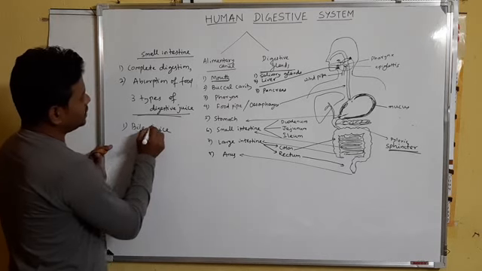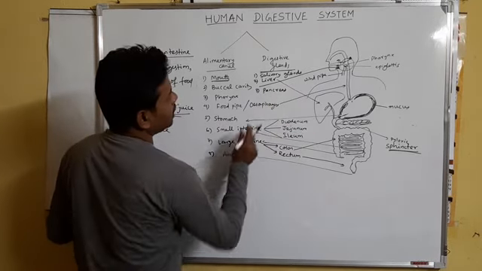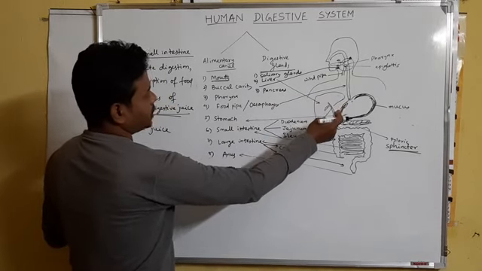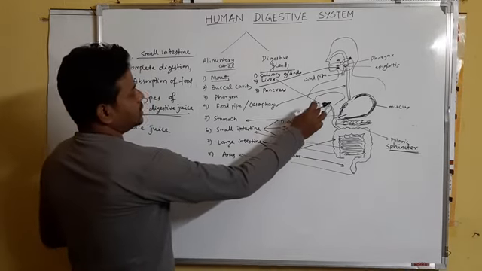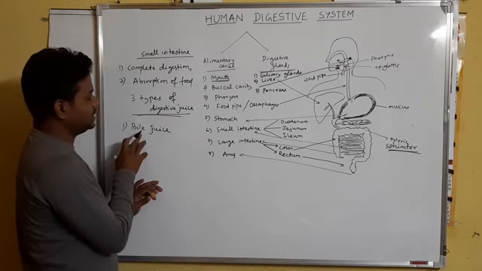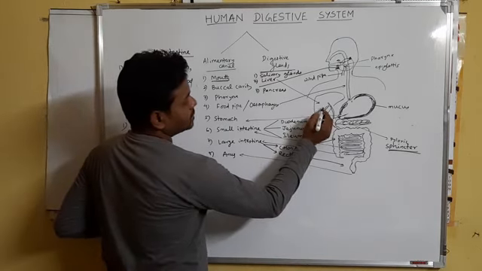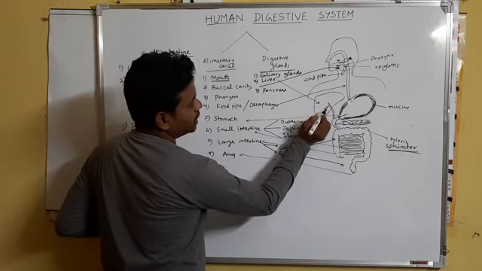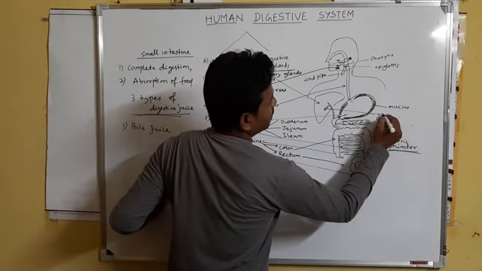The bile juice is actually, this is the liver. It is present just toward the right side of the stomach. This liver secretes the juice which is called bile juice, and bile juice is secreted by the liver and stored in the gallbladder. This part is the gallbladder.